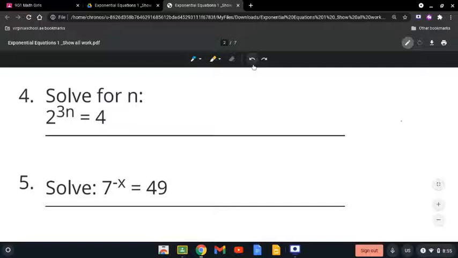So when they're not the same base numbers, you can't actually begin to solve the exponents, because that's not going to work. The base numbers have to be the same. And we can actually make that. So we're just going to take number 4 here as an example.